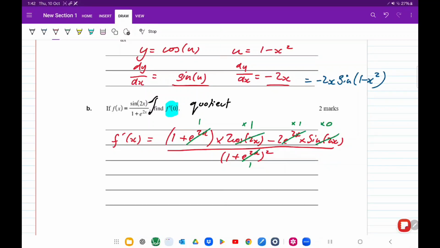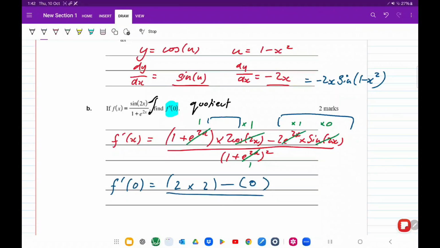And so if we evaluate now f dash of 0, we've got 1 plus 1 up there, which is 2, times 2 times 1, which is 2. That's the top bit. The second bit, we've got minus 1 times 0, so that pretty much disappears. And the bottom will be 1 plus 1, 2 squared. And so this simplifies to 4 over 4, which gives us 1.